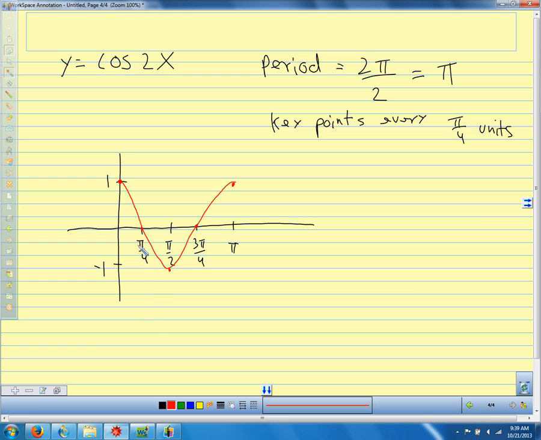If you can't remember what value your cosine function is going to have, plug this back into my original equation. So if x equals 0, I know cosine of 0 is 1. I plug in pi over 4. Well, 2 times pi over 4 is pi over 2, and the cosine of pi over 2 is 0. So we can always calculate using what we know about the unit circle.